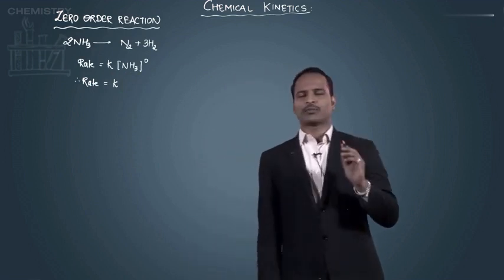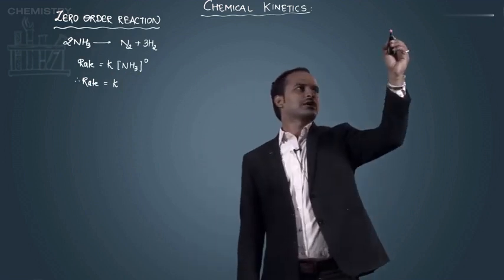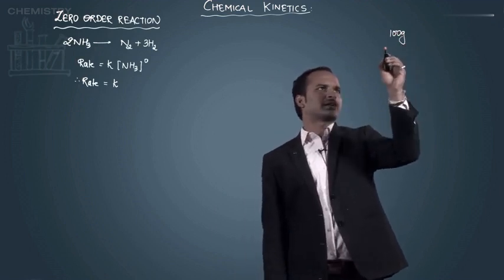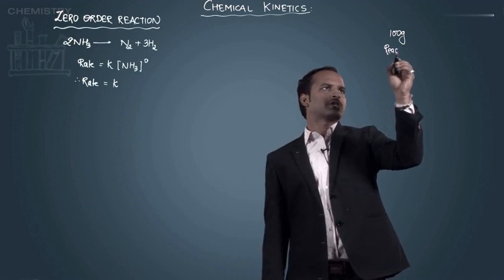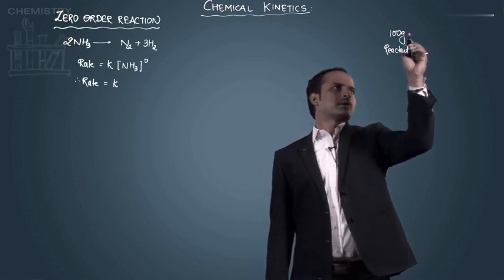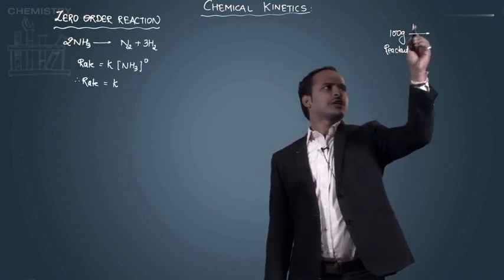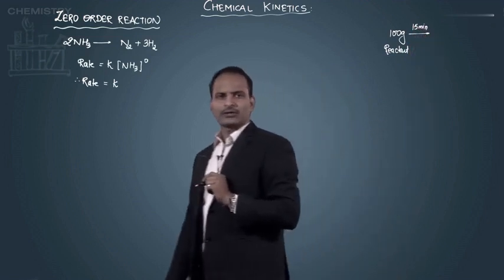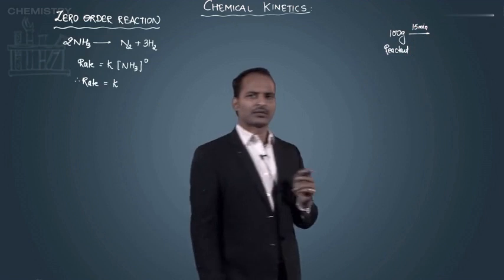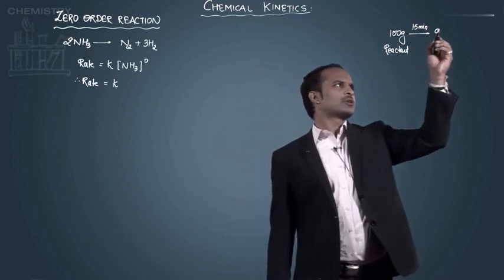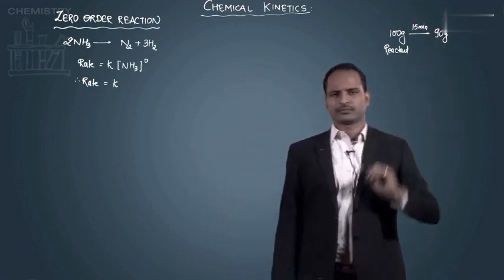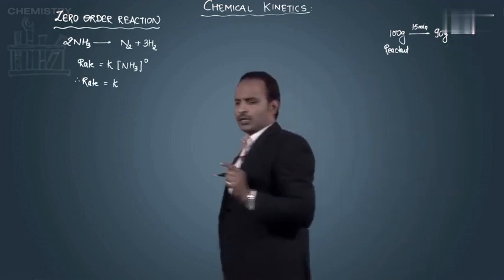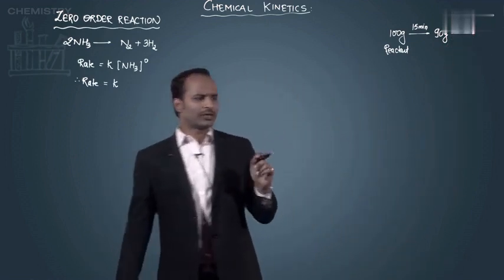Generally, suppose I am taking 100 grams of some reactant initially. After 15 minutes, as time increases, the reactant concentration goes on decreasing. So after 15 minutes, suppose it becomes 90 grams. It means in the first 15 minutes, the amount decreases by 10 grams.